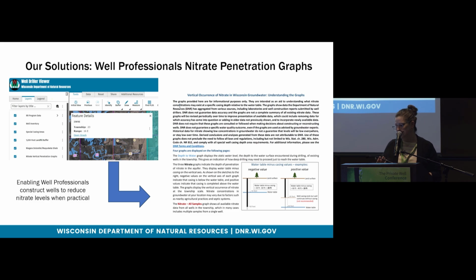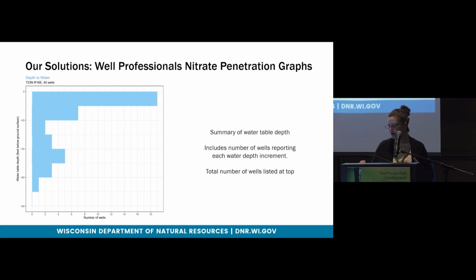Our other solution that's out there is our nitrate penetration graphs. So these are an optional layer. Drillers can turn them on, and they are based on township and range. So we take a larger physical area, and we provide them with information on nitrate specific. So we give them information like the number of wells that are in that area and the depth to water. So this is a visual showing all the wells that are in that area, what the depth to water was.